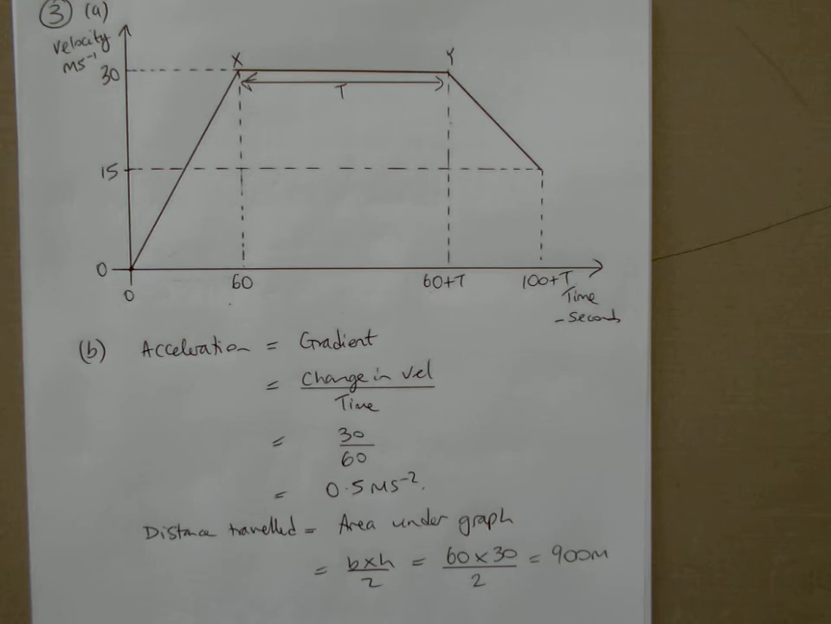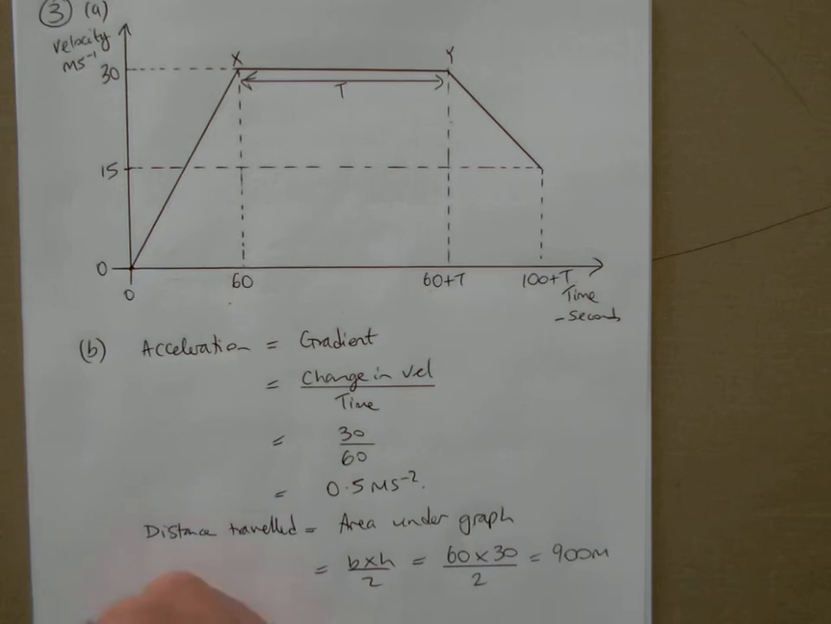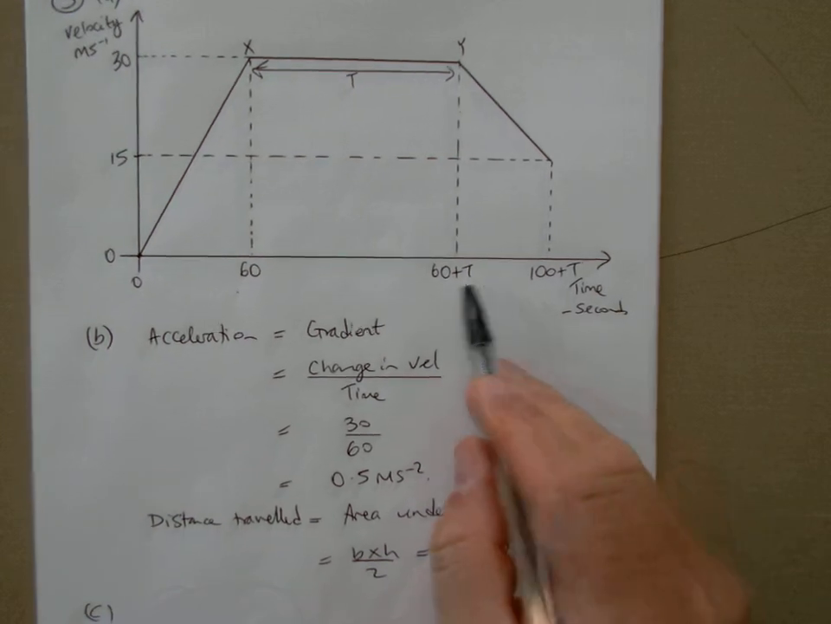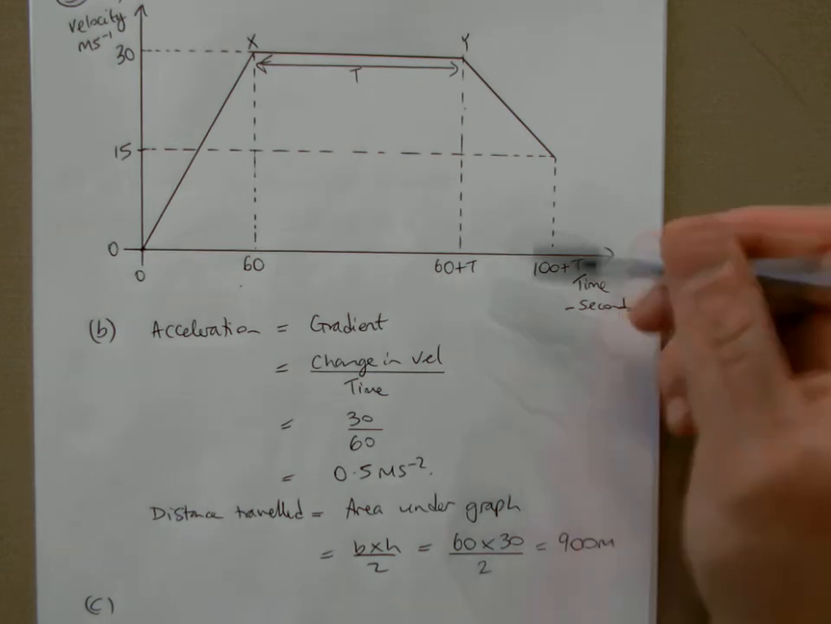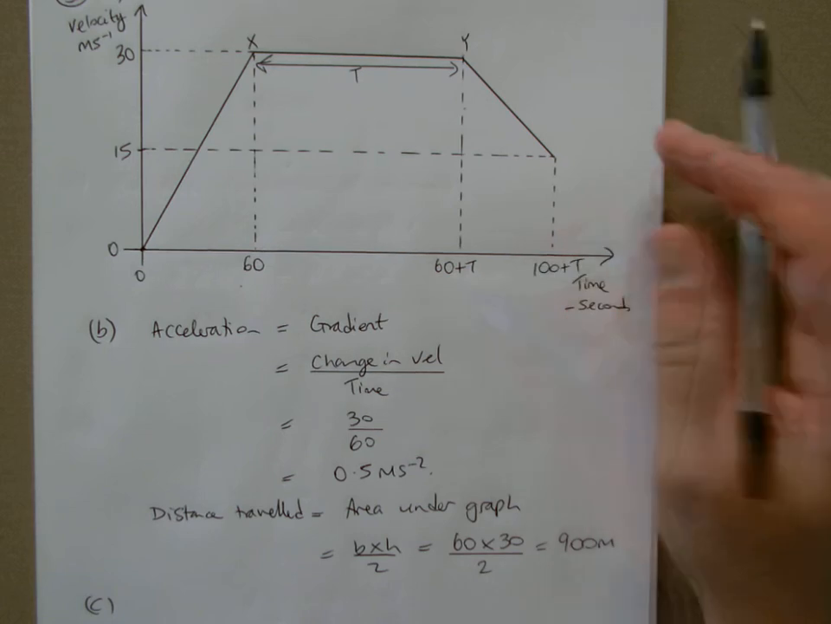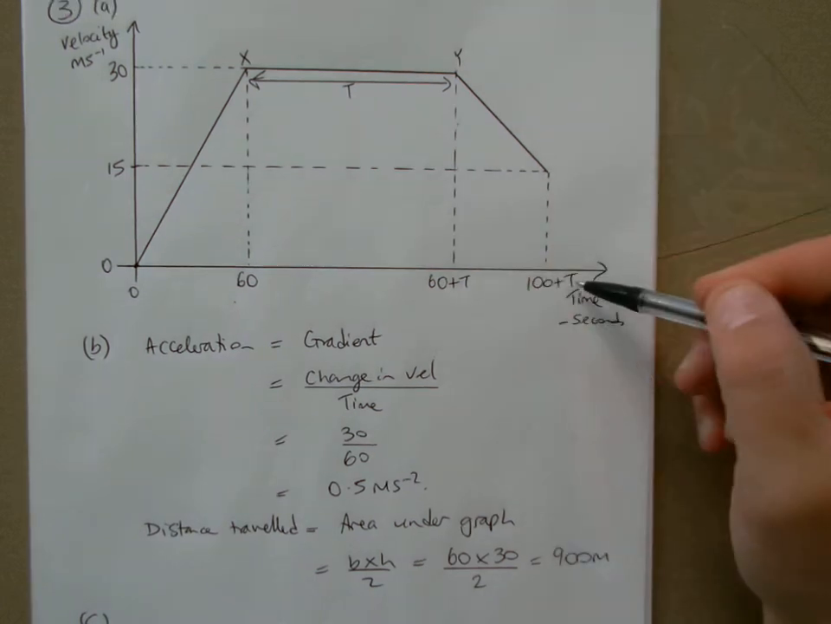Okay, so then part C then, it says find the total time for the train to travel from A to B. Well, we obviously need to work out T for this, yeah? That's the main thing here. We've got to work out T in order to determine the total time travelled. Okay, so it'll be 100 plus T.